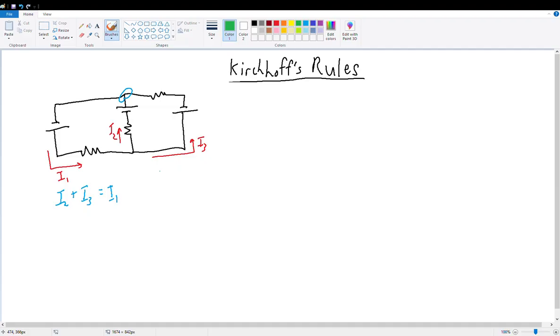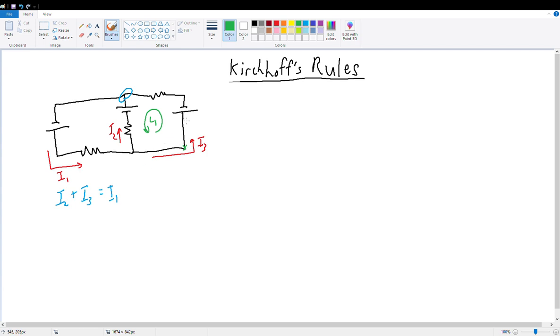And again, you can pick any 2 loops. So which one do I want to pick? There's 3 options. You can pick any 2 of the 3. Let's pick that one. We'll call it loop 1. For loop 1, we have to have a starting point. Like I said, I like starting before we go through a voltage source. So I'm going to start right there.